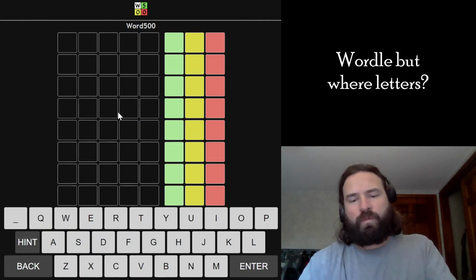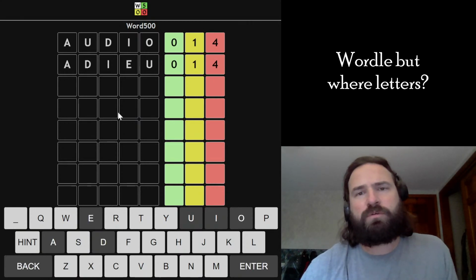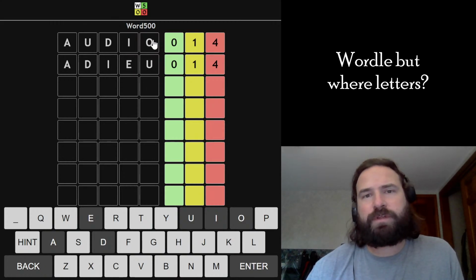Let's smash a Word 500. Word 500 is the Wordle game where they give you the number of greens and yellows and they'll tell you where they are on the word. I like to start with audio because it uses all 5 vowels from the English language, and the only letters that change are the E and the O.